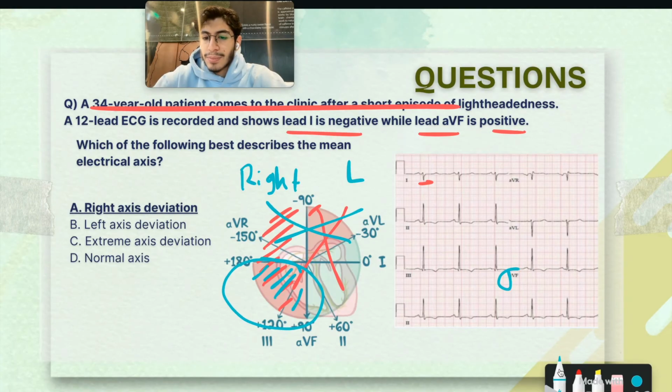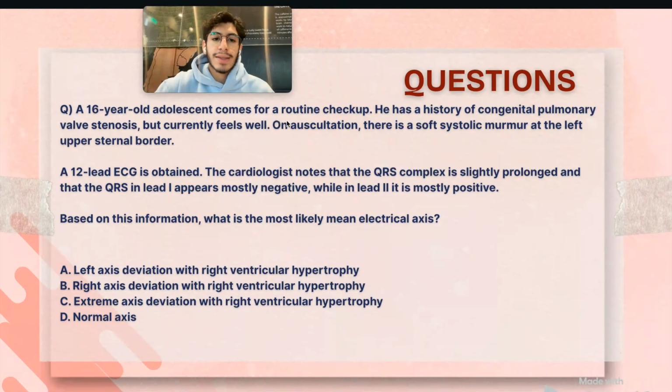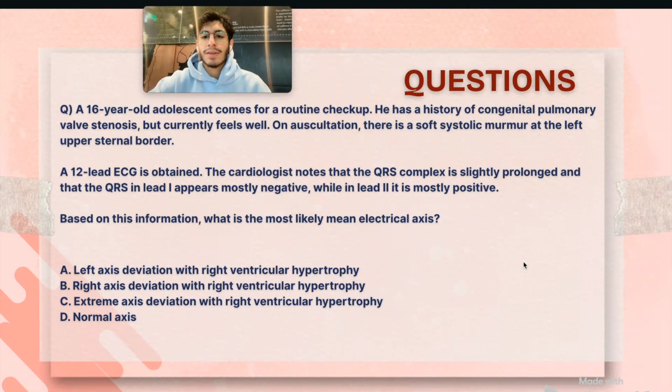Now let's do the last question. Very easy. A 16-year-old adolescent comes for a routine checkup. He has a history of congenital pulmonary valve stenosis, but currently feels well. On auscultation, there is a soft systolic murmur at the left upper sternal border. A 12-lead ECG is obtained. The cardiologist notes that the QRS complex is slightly prolonged, and the QRS in lead 1 appears mostly negative, while in lead 2 it is mostly positive. Based on this information, what is the most likely mean electrical axis?